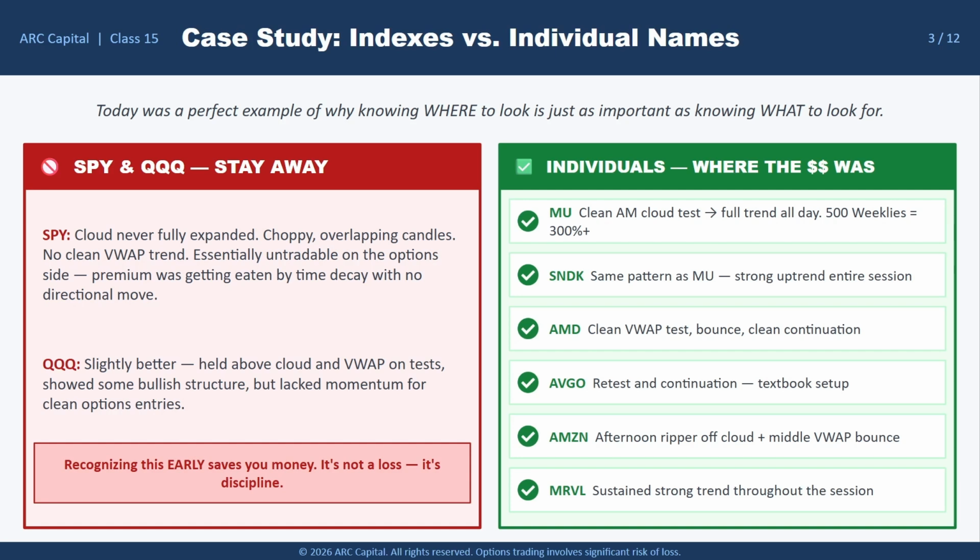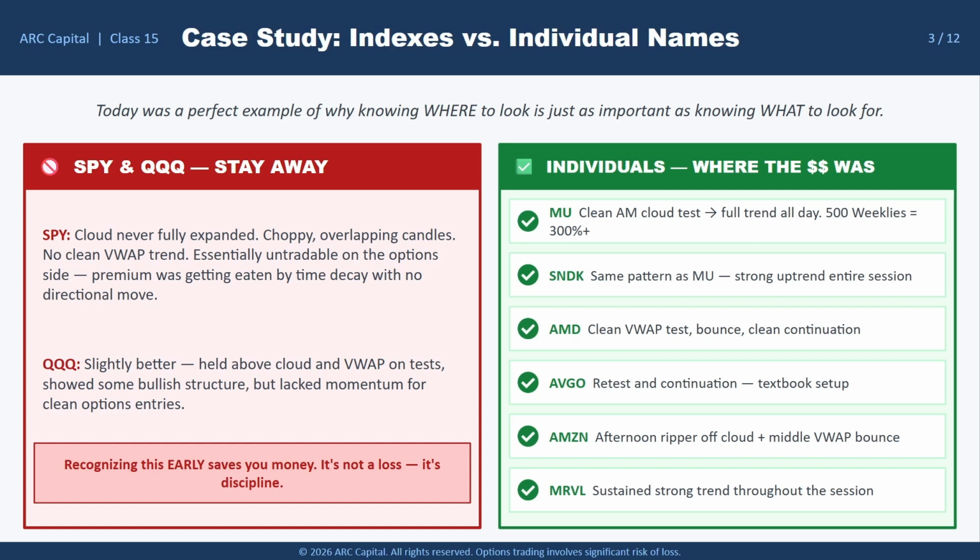Essentially untradable on the option side because the premium was just getting smacked around, getting decayed constantly by the up and down movement, and never got a real directional move to let those contracts eat. Premium was getting eaten by time decay with no directional move. QQQ slightly better, held above the cloud and VWAP on tests, showed some bullish structure but lacked the momentum for clean option trades.